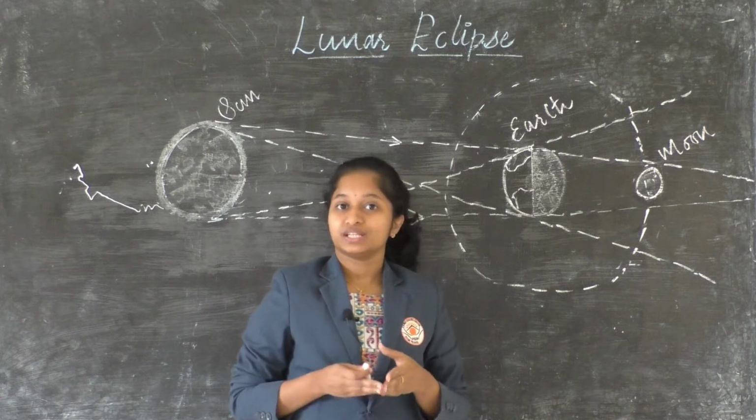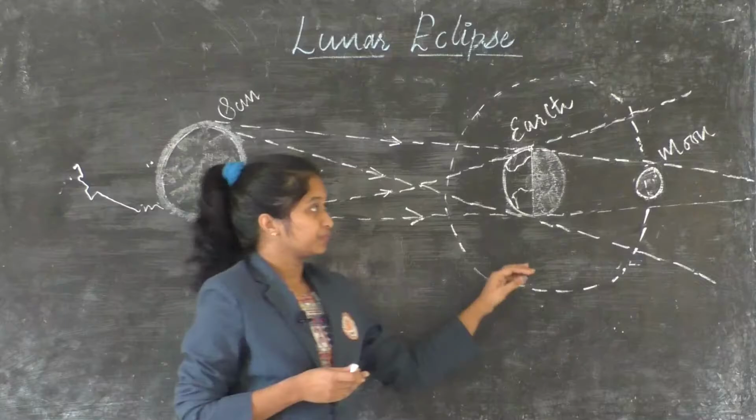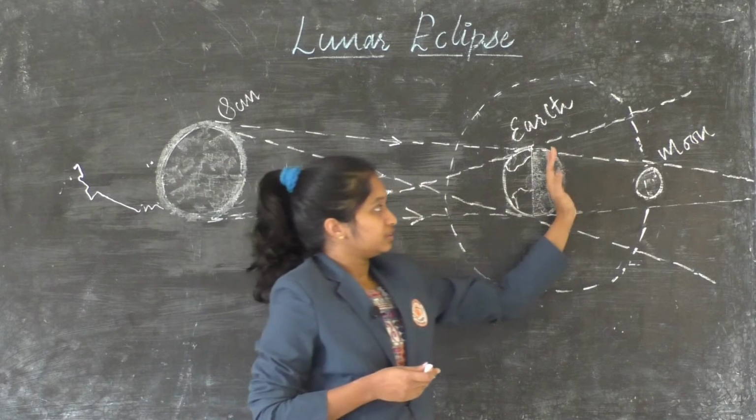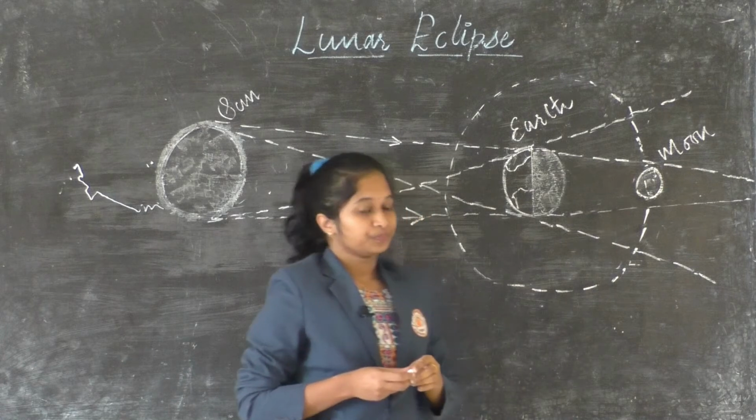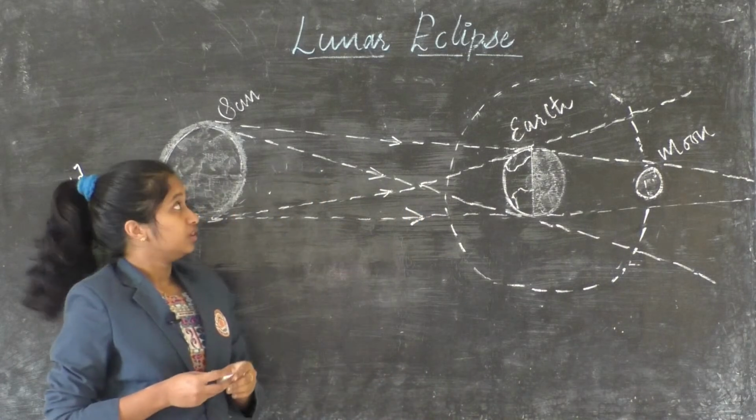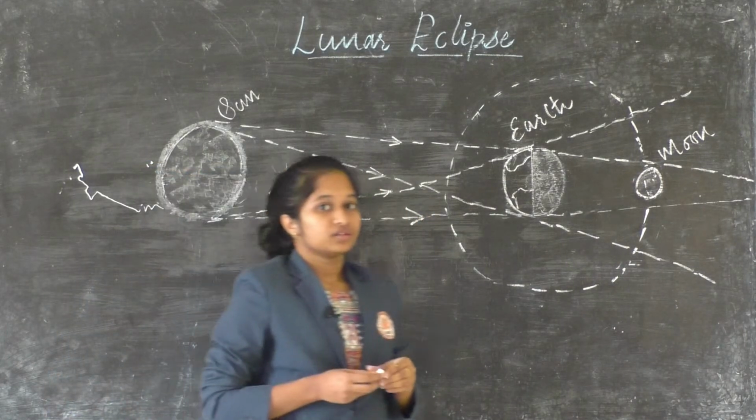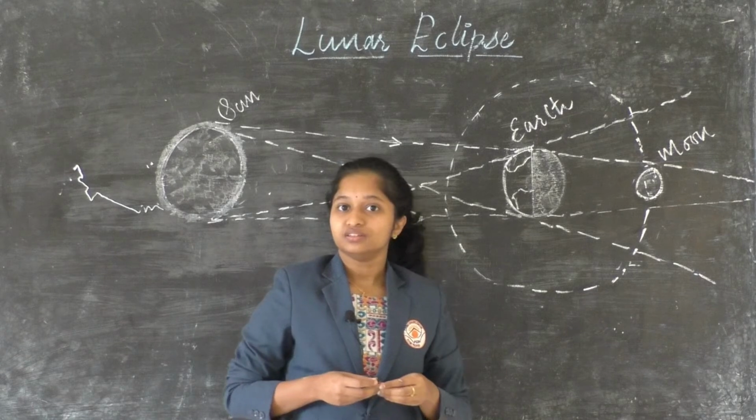The moon becomes dark. So here it becomes dark. And this lunar eclipse occurs 5 times in a year.